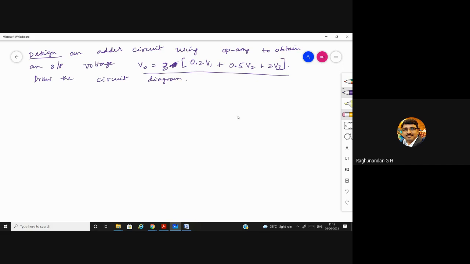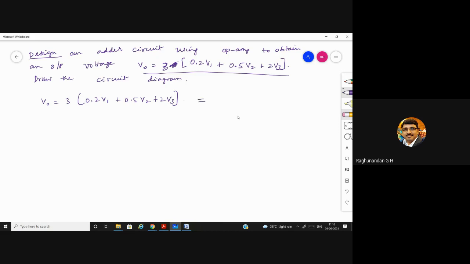Now, likewise, when you are going in decimal value, we will just compare our standard equation 3 into 0.2 V1 plus 0.5 V2 plus 2 V3. This with our standard equation.